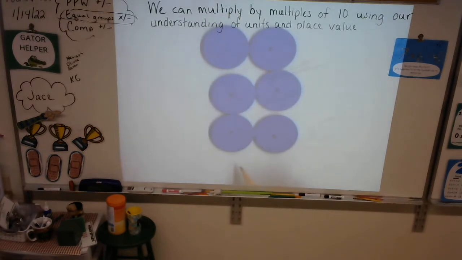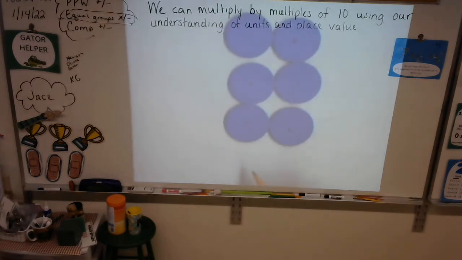Did everybody draw these? How many rows do you have? 3. How many are in each row? 2. What are they? Thank you, William. William got it. You understand it. 3 times 2, and we're dressing up our number.